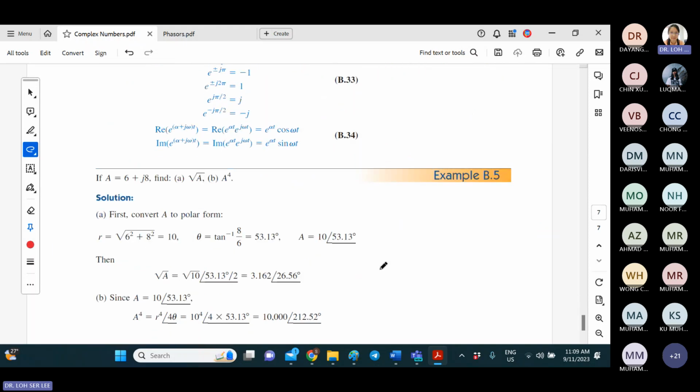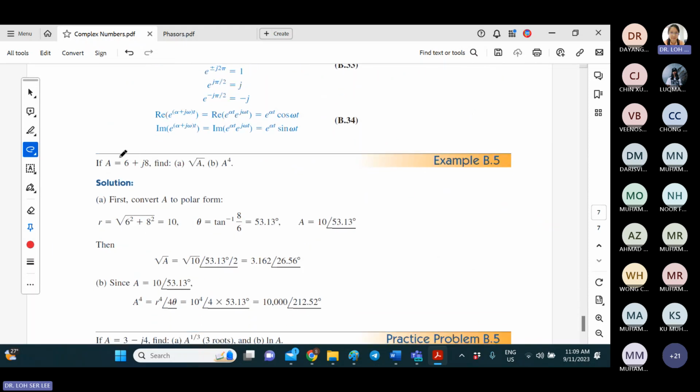So if you look at this simple example, let's say a is 6 plus j 8. We want a to the power of half. We find the r first. This is the r. This is positive, that means first quadrant. This is the theta. Once you get these two, this is the polar form of the complex number.